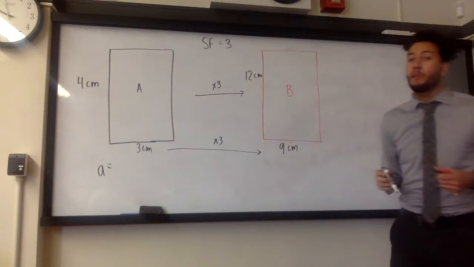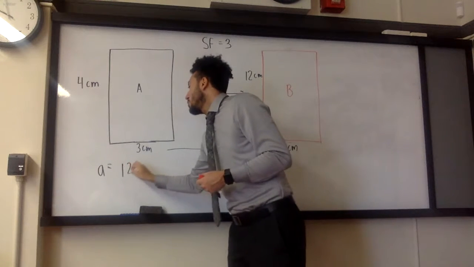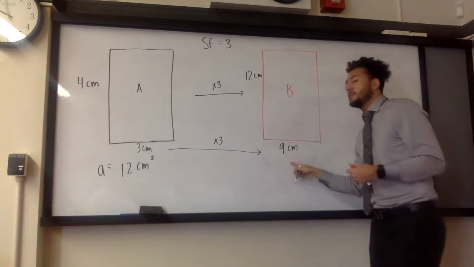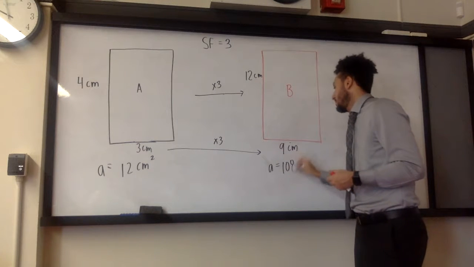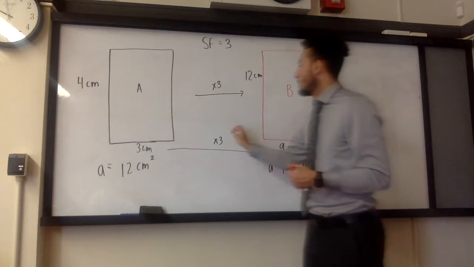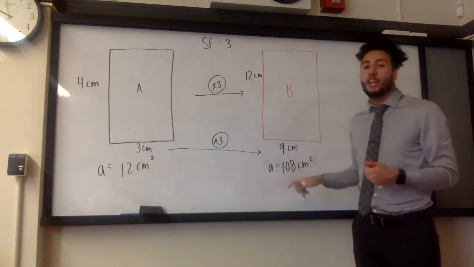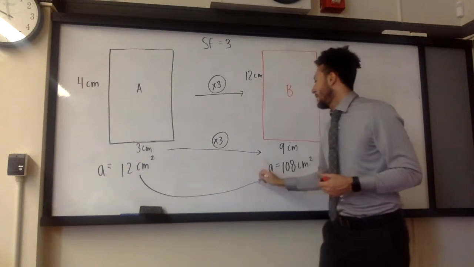The original area of rectangle A was 4 centimeters multiplied by 3 centimeters, which gets me to 12 centimeters squared. And for rectangle B, we are doing 12 centimeters multiplied by 9 centimeters, which will get me an area of 108 centimeters squared. Now, although we do have a scale factor of 3, our areas did not change by multiplying by 3. They multiplied by a slightly different number. That number is 9.